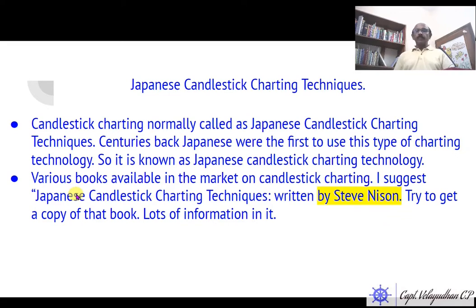There are various books available on candlestick charting, but I suggest Japanese Candlestick Charting Techniques written by Steve Nison. Try to get a copy of that one. This is the book I am referring to, Japanese Candlestick Charting by Steve Nison. This is a good book for beginners and for professionals.